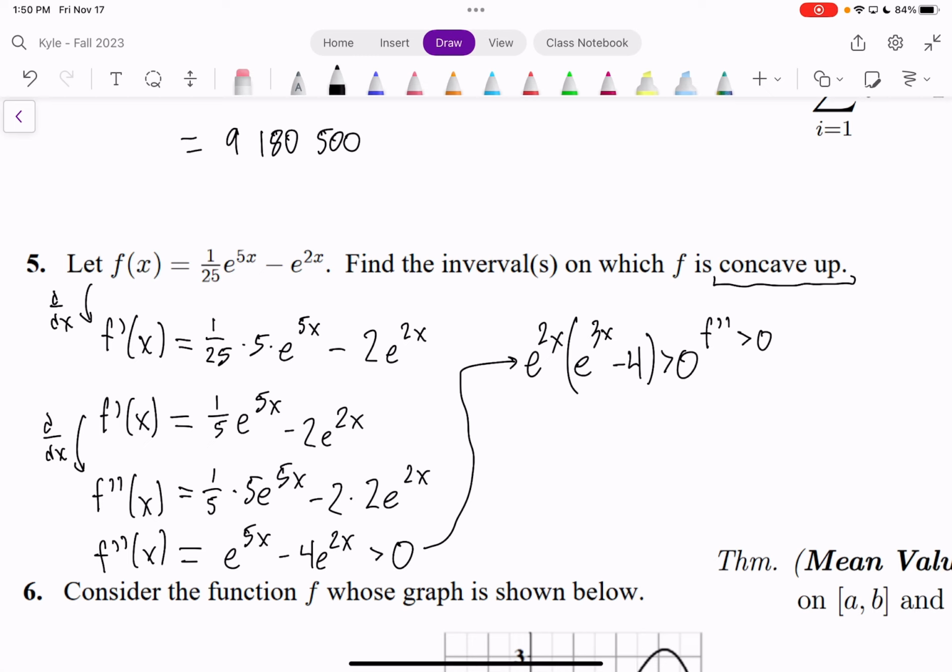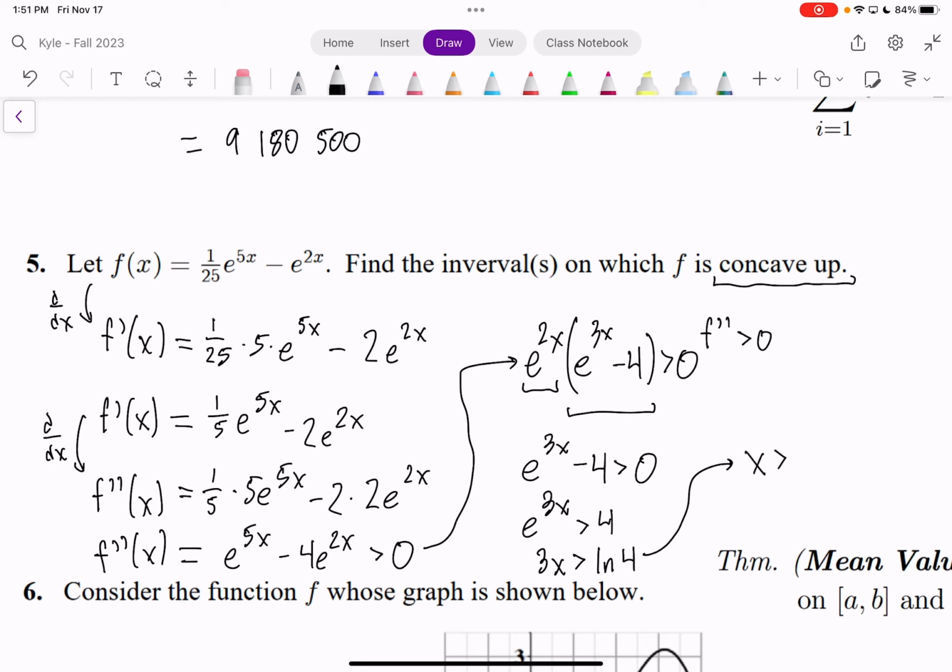Okay, actually that's much smarter. That's a good idea. We'll have e to the 2x times the quantity e to the 3x minus 4. We know e to the 2x is always bigger than 0, so we can just consider this term here. So we'll consider e to the 3x minus 4 bigger than 0. Thank you for the suggestion, by the way. We'll have to check that e to the 3x is bigger than positive 4. In that case, we'll be checking that 3x is bigger than the ln of 4. So x is bigger than 1/3 times the ln of 4.